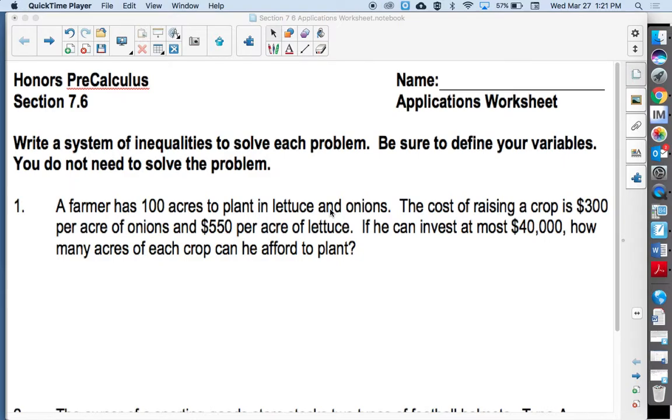Quest on Friday. I'm going to call it a quest. Sounds nice. So we'll review tomorrow for that. And then we're also going to review completing the square tomorrow, because we're going to use completing the square to help us with conics. Completing the square is a key component of conics.